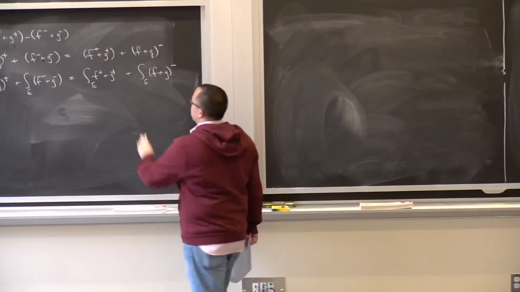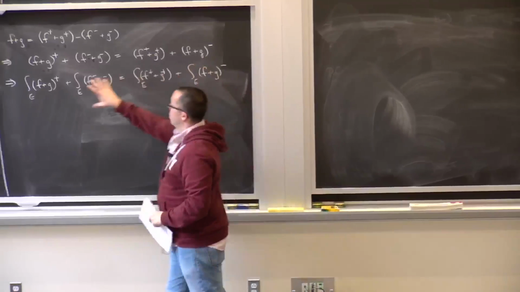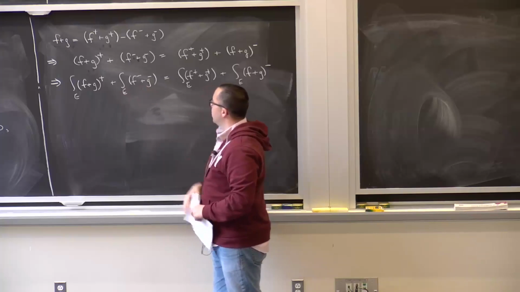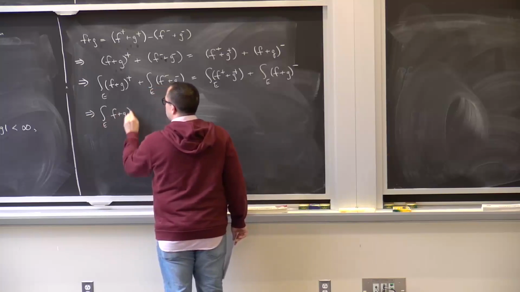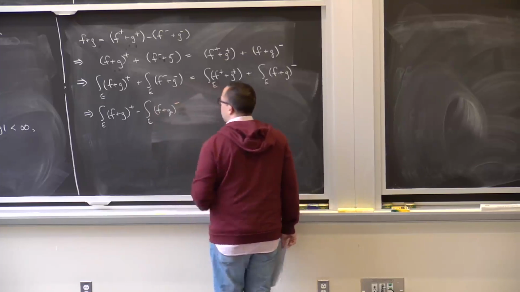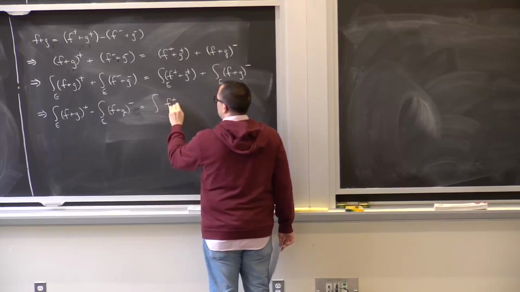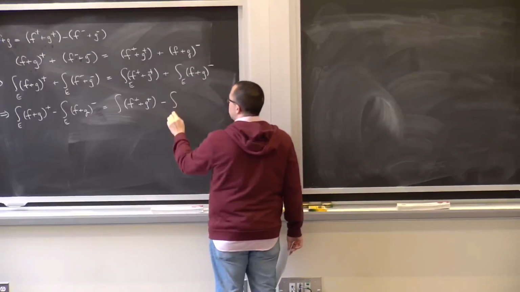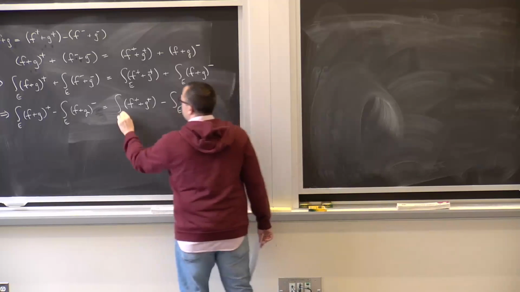Okay? Now what I do is I rearrange. I bring this over to this side, this over to this side, and I can still use linearity because this is an integral of non-negative functions. I get that the integral over E of f plus g plus minus the integral over E of f plus g minus is equal to, so let's just do this slowly, this is equal to this integral and this integral.